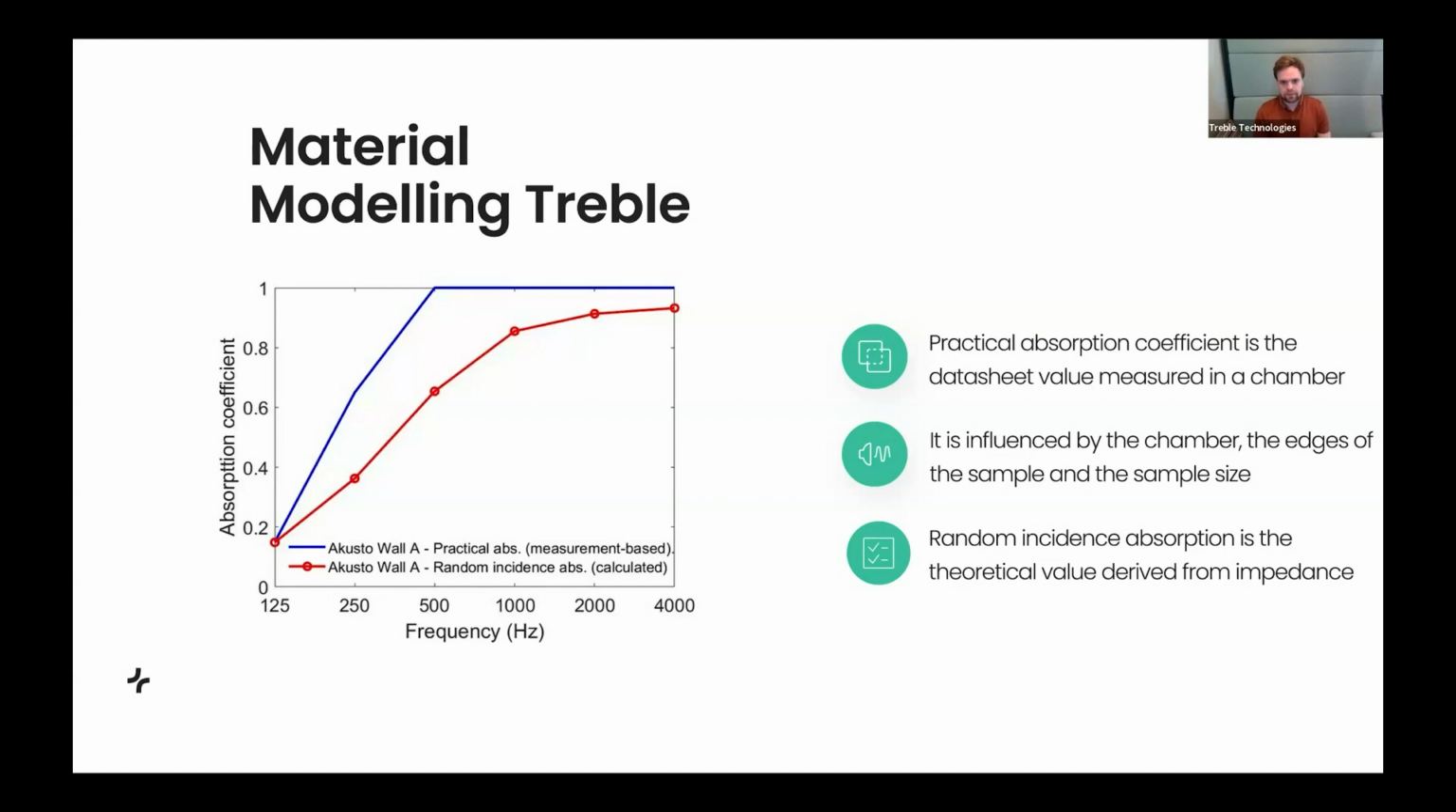Now, there are two things that we are bringing to the table right now. We are allowing you to import impedance data directly into the tool if you have it. And we are also introducing the beta version of a material builder where you can specify the absorptive construction you have based on its topology.